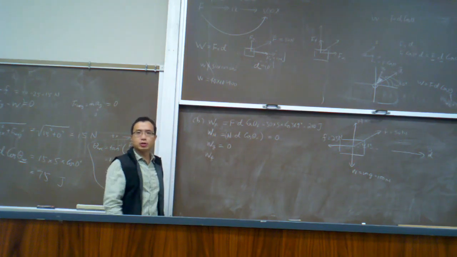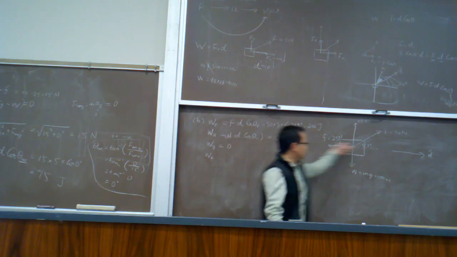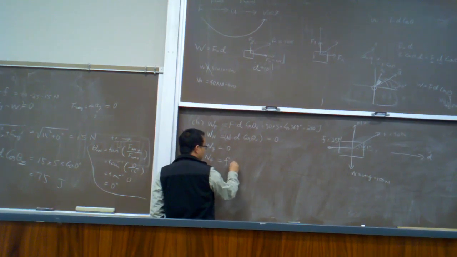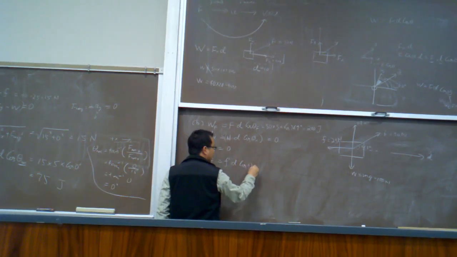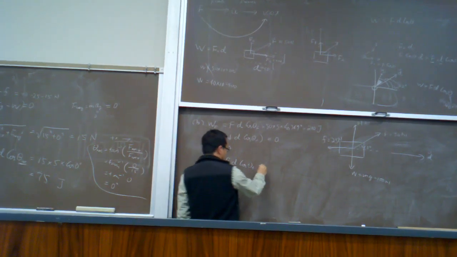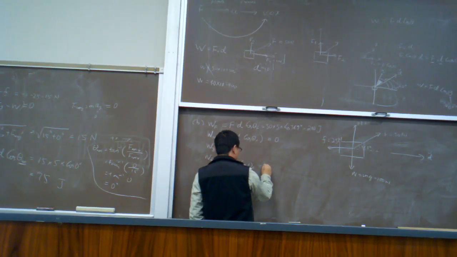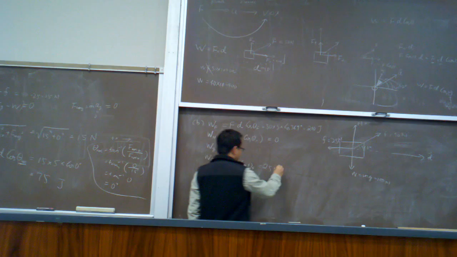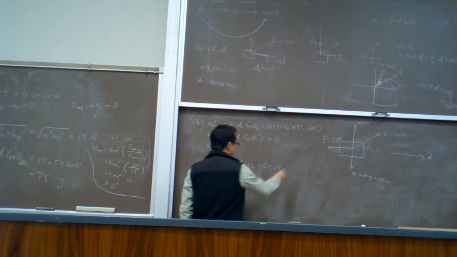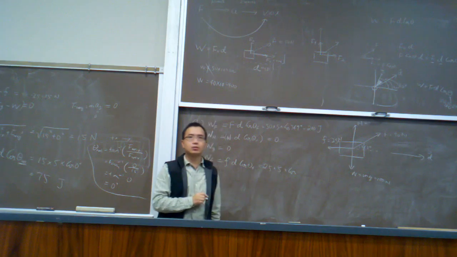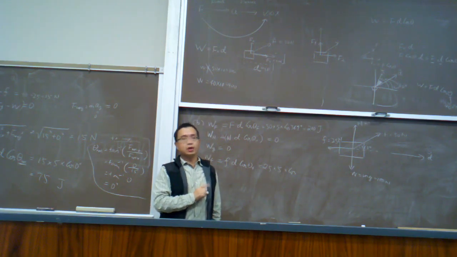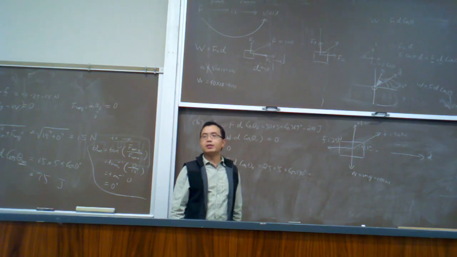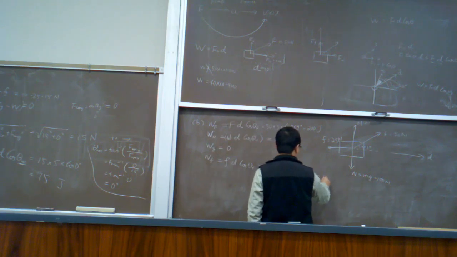And then the work by the frictional force should be small f multiplied by d multiplied by cosine theta small f. So it will be 25 multiplied by 5 multiplied by cosine of the angle for this force. What is that angle? 180. And cosine 180 will give you -1, right? So you get -125.